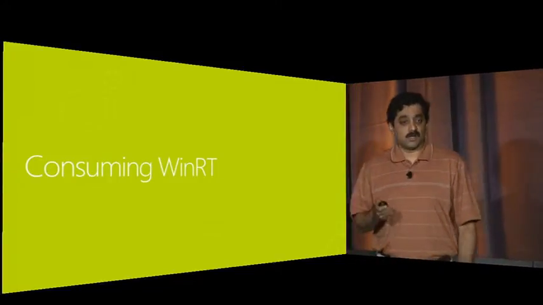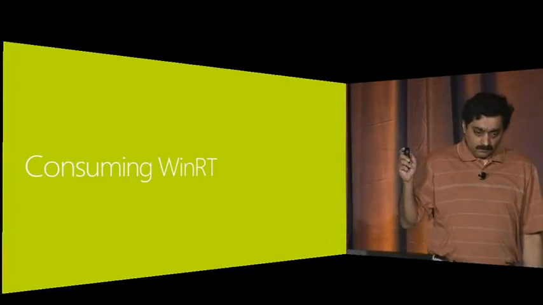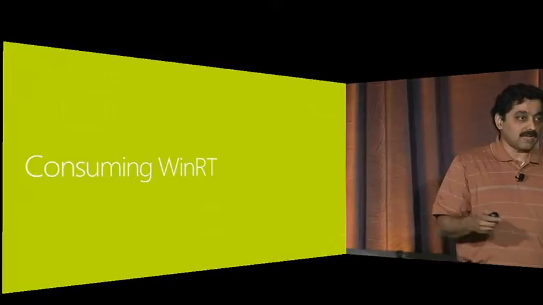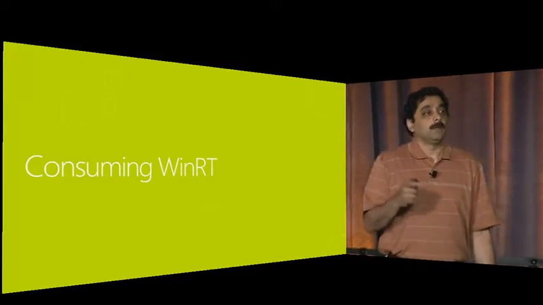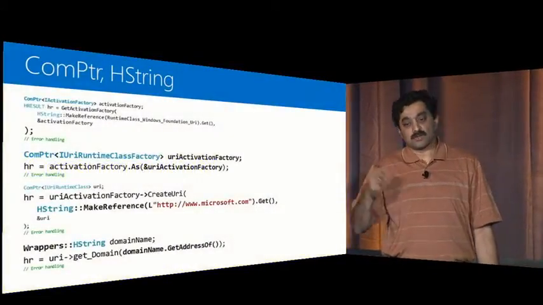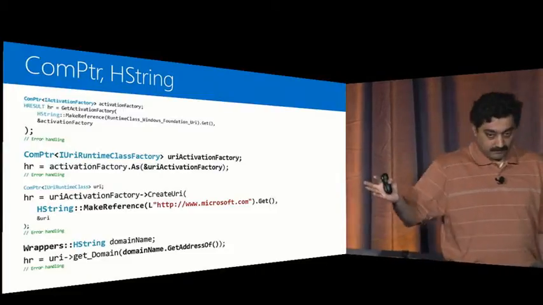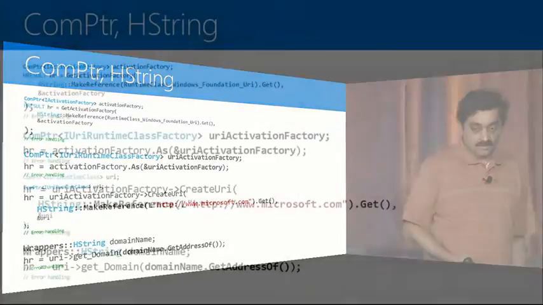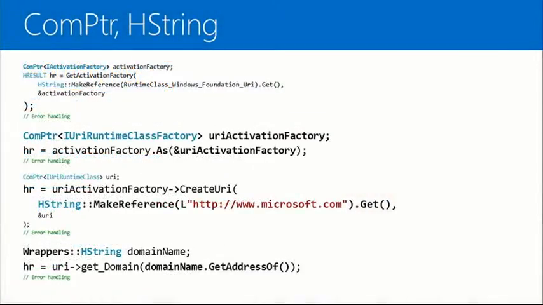So consuming WinRT. Already you have seen a lot of examples. I'll just go through quickly, and we'll go into the authoring side of things. Okay, so there is comp pointer, which is a reference counting smart pointer. It helps you with reference counting. It's a smart pointer holding on to that interface.